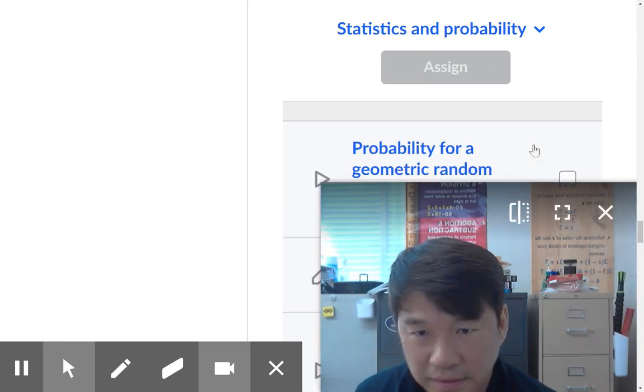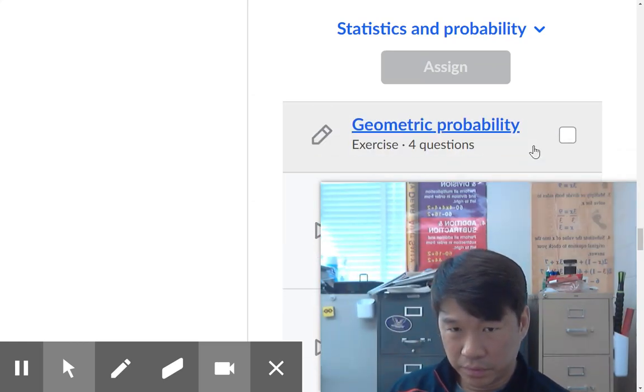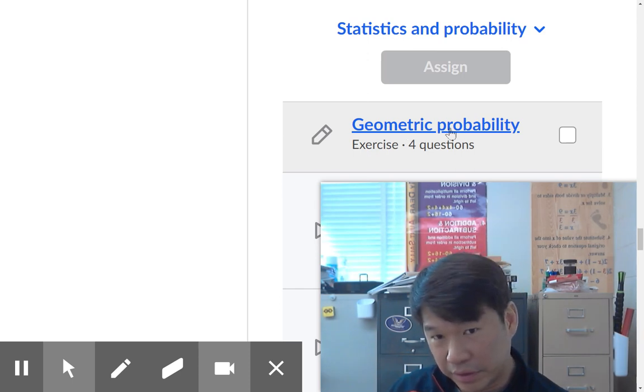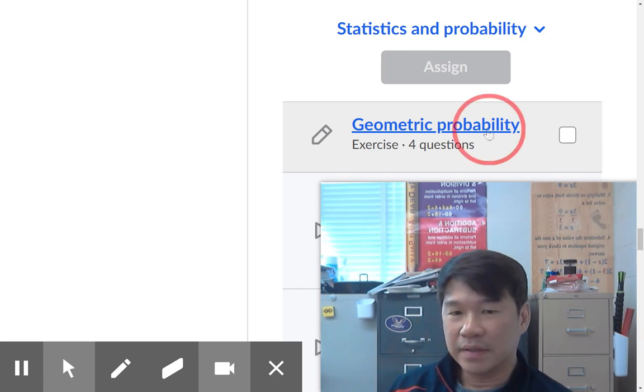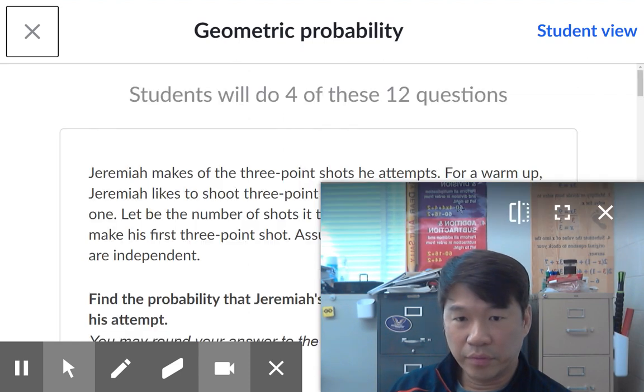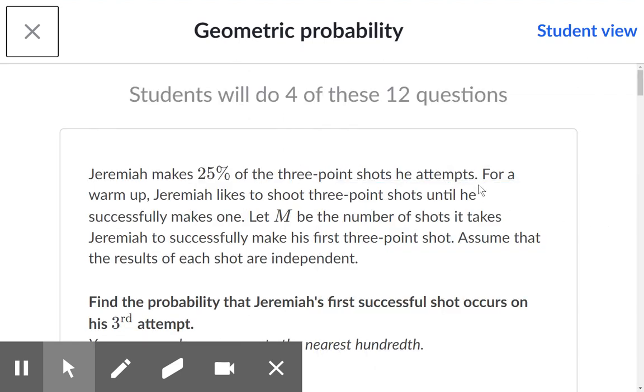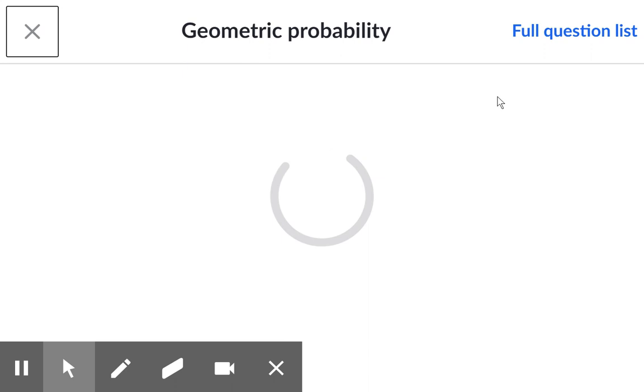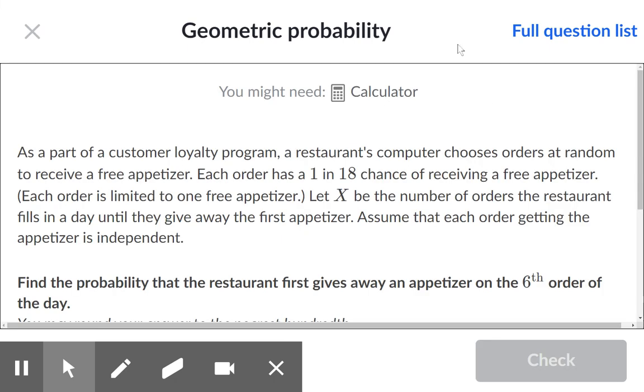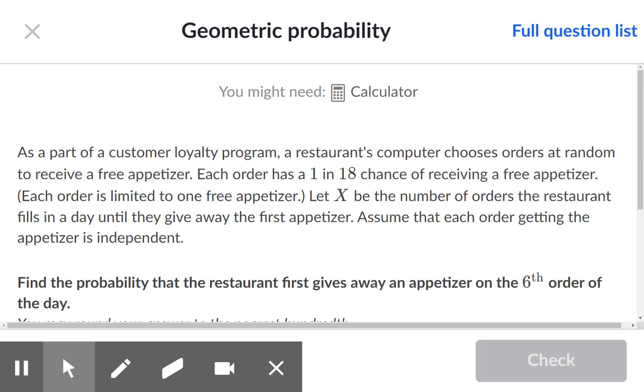So hi class. So today I'll be doing geometric probability exercise. And to do this, you really need to know the calculator functions. So let's talk about that right here. All right, the calculator functions.